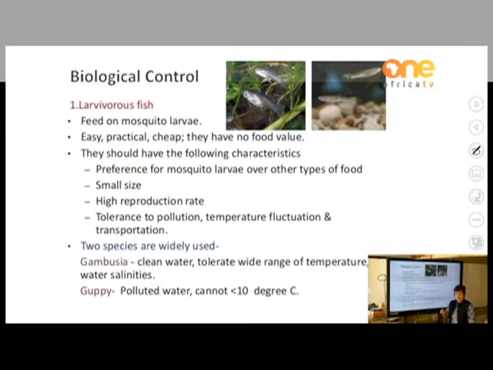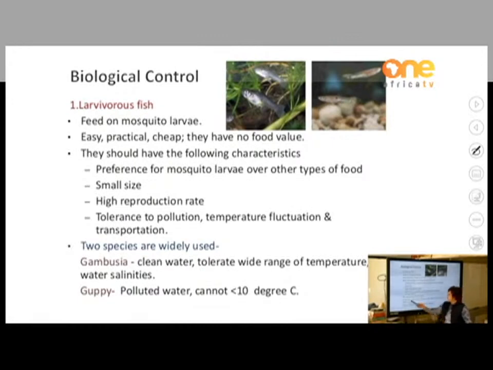So that they do what you have them for. They are small in size. They will not take over the space in the ecosystem. High reproduction rate and tolerance to pollution, temperature fluctuation and transportation. Two species are widely used.